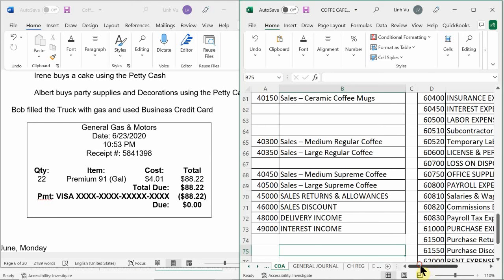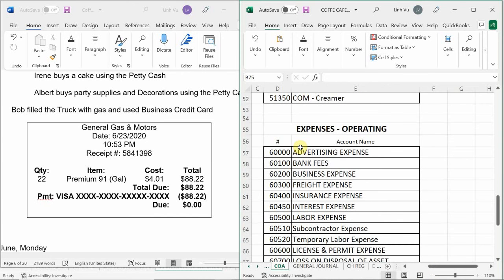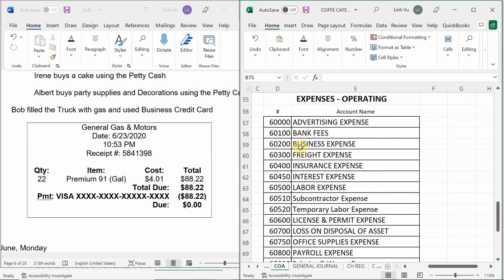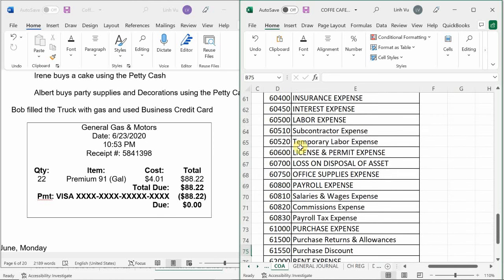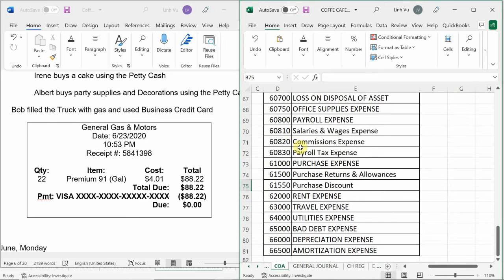So let's take a look at my options here under my expenses list. Is it advertising? No. Is it a bank fee? No. Is it a business expense? Maybe. Is it a freight expense? No. Insurance? No. Interest? No. Labor? No, for sure. License? Loss? No. Office supplies? No. Payroll? No. Purchase? No. Rent? No. But what's that? Travel expenses. That seems most accurate. That seems most appropriate, right? Yeah. Okay, so let's go ahead and put it in there.